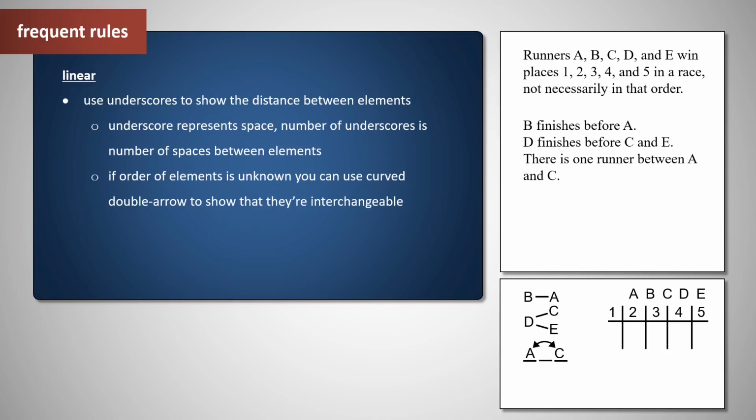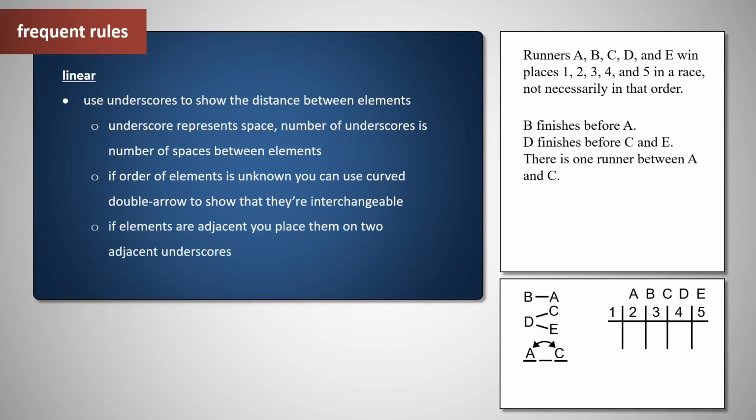We're told that there's a runner between A and C, but we don't know which is first. We don't know if it's A and then a runner and then C, or if it's C then a runner then A. So in order to represent that, instead of simply drawing A underscore C, you can draw a curved double-headed arrow in between them to show that they are interchangeable. So the curved double arrow, as opposed to the straight double arrow, which is conditional, is for interchangeability. So that's what we have here.